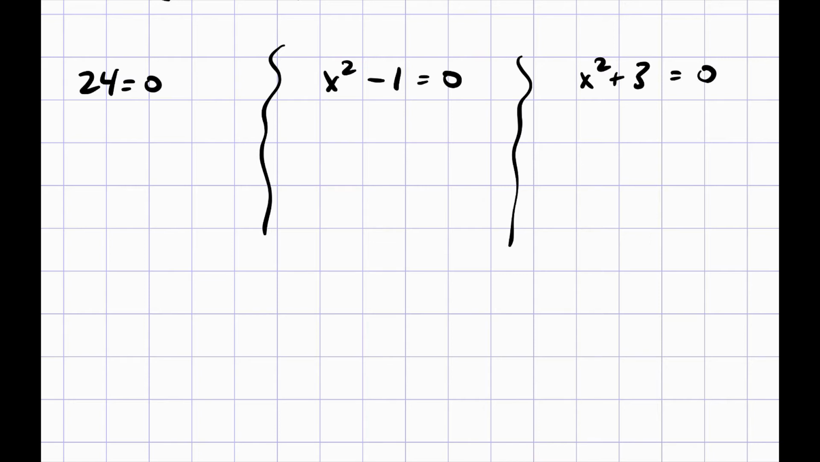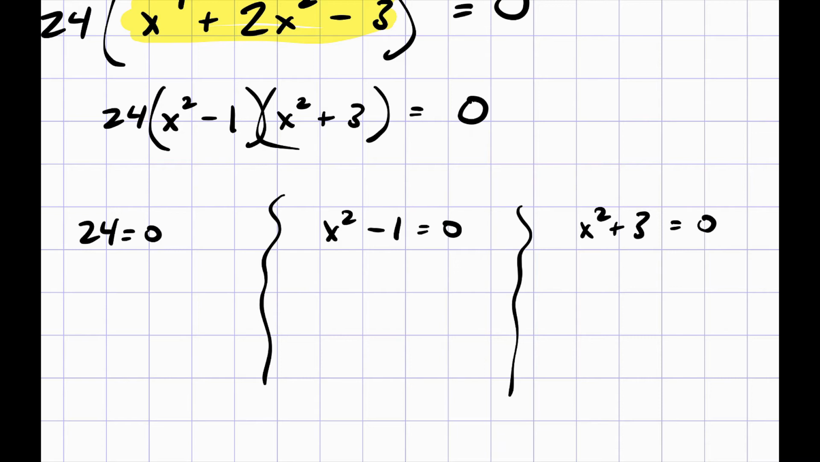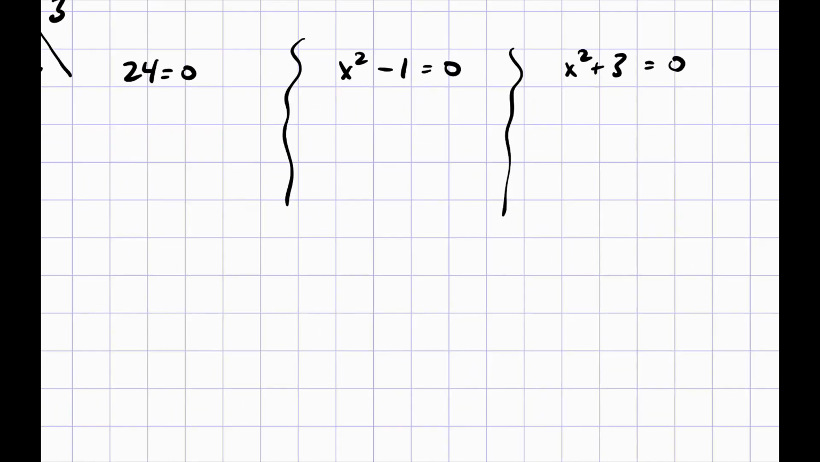because I don't know which one is 0. One of them has to be 0 because when they multiply, they make 0. When I multiply these three guys together, they make 0. One of them has to be 0. I don't know which one. So I've got to assume that all of them are 0. Okay, well, the only one I know is not 0 is this one out here because 24 is not 0. So 24, check. I know that one's not 0, so I'm not worried about that one.